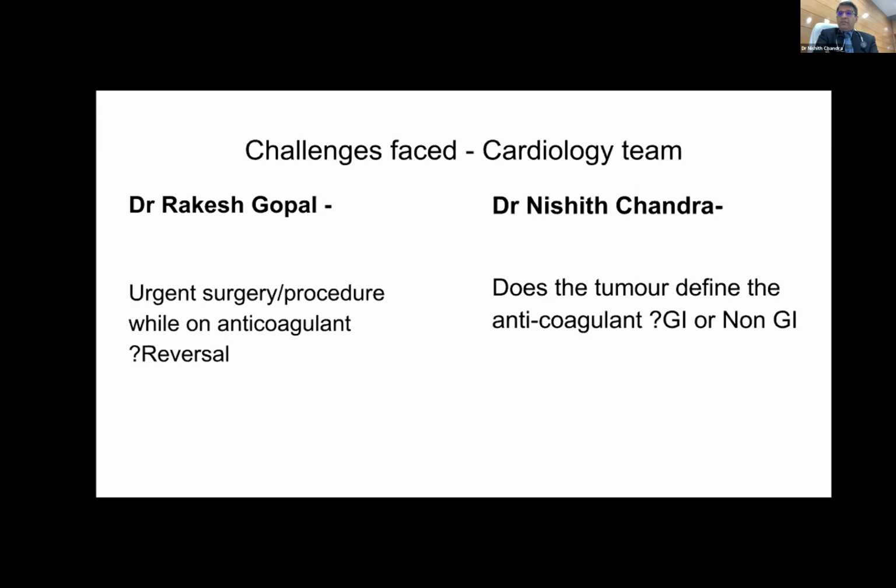For non-GI bleeds, I can use either because you can compress the bleeding out, especially for mucosal bleeds. But if it is internal, then certainly you should use an agent which has the least bleeding tendencies. And in that, apixaban, Eliquis, which is available in our country, has the least bleeding tendencies.